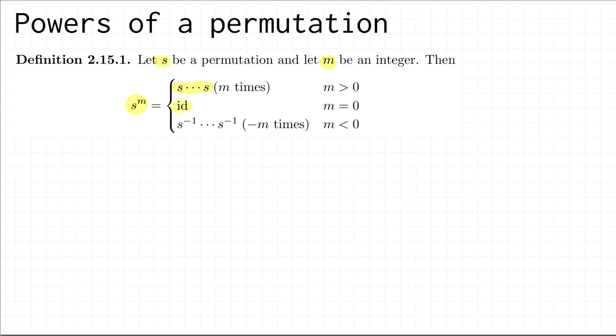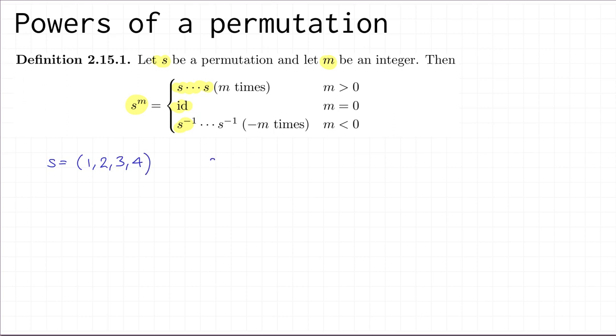If m is 0, we define s to the power 0 to be the identity permutation. And on the other hand, if m is negative, we define s to the power m to be s to the minus 1, the inverse of s, times the inverse of s, times the inverse of s, minus m times. So let's just look at a quick example of this. Let's say we take s to be the permutation which is the 4 cycle (1 2 3 4). We'll look at some powers of this permutation here.